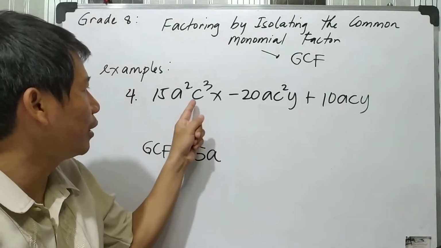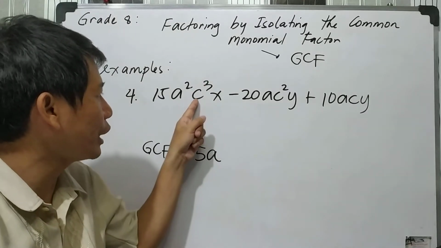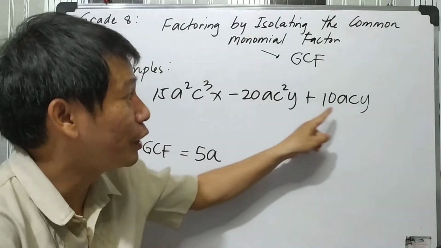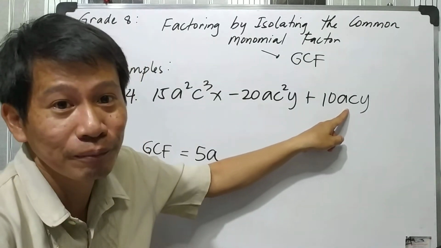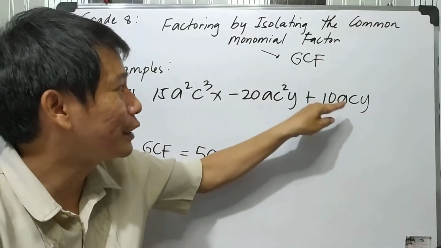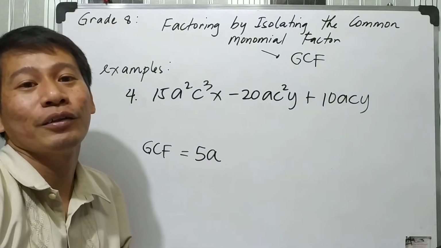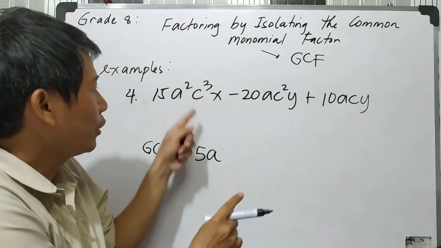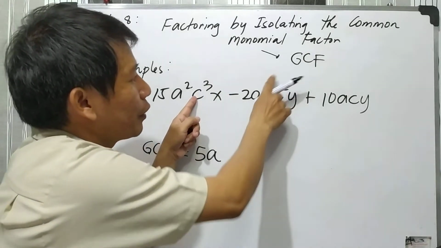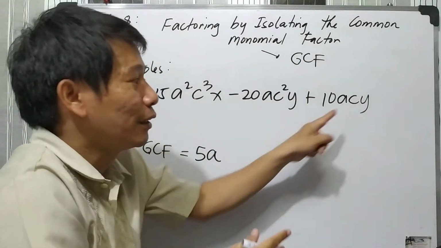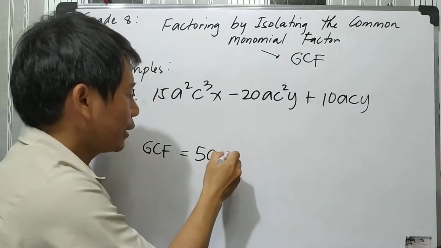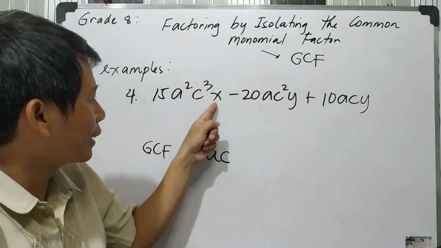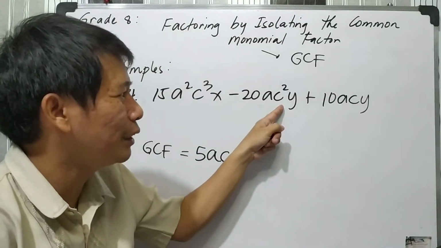Next variable, we have here c cubed or c. Do we have c in the second term? Yes. Do we have c in the last term? Yes. Therefore, c is a common factor. So, what is the GCF? The one with the least exponent. C cubed, c squared, c. Ano yung pinaka-least? C. Therefore, that's the GCF. Next variable we have is x. Now, do we have x here? Wala.